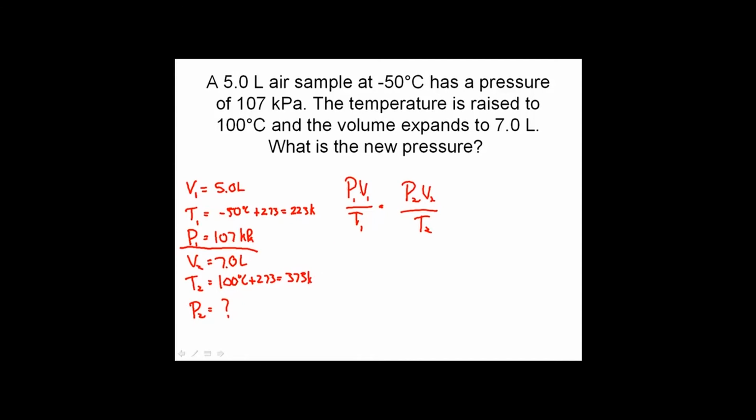I want to substitute the numbers into these problems here. The pressure is going to be 107. Once again, please forgive me for not writing the units. I'm just trying to save some space on the video slide here. 107 kilopascals is my pressure. The volume is 5 liters. And the first temperature was 223 Kelvin. The new pressure is going to be our question mark, so we're going to leave that. That's what we're solving for. And the new volume is 7 liters. And we have a new temperature of 373.